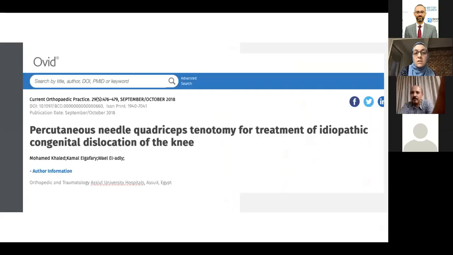Our esteemed colleagues at Assiut University published this paper 2 years ago, and the procedure entails a similar thing to percutaneous Achilles tenotomy. They tenotomize the quadriceps tendon under general anesthesia through a minimal incision, and they achieve the full knee flexion. And the rest of the quadriceps muscle can restore the knee extension later on and with good function.